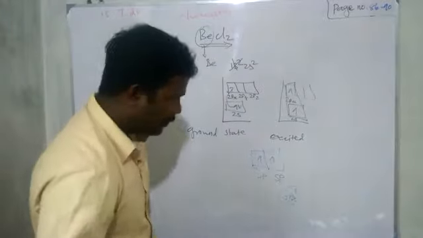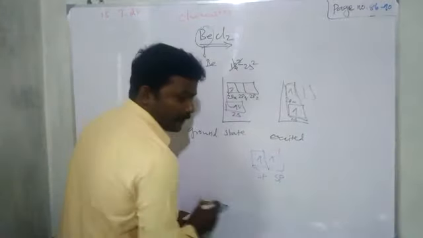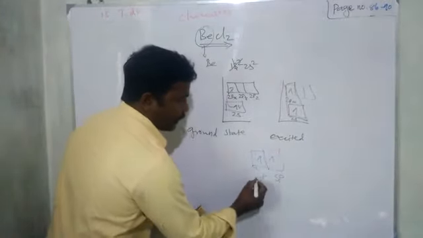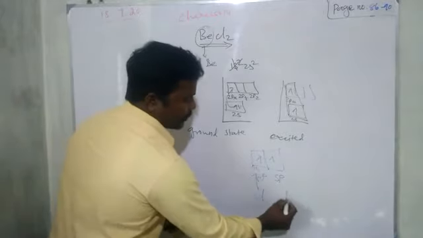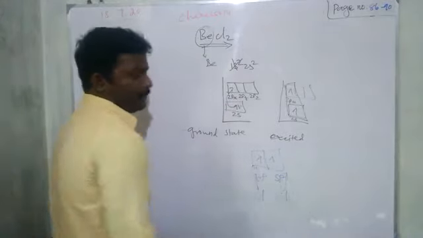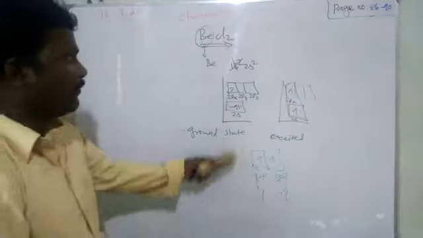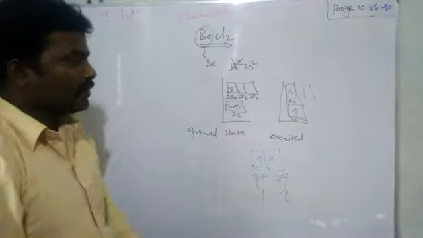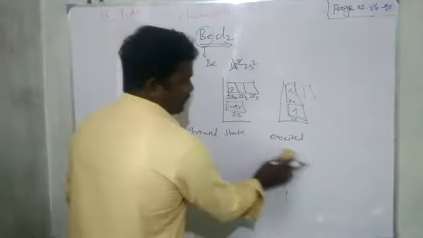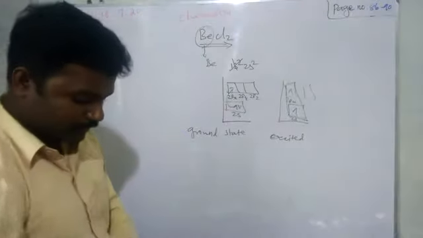So what will happen? We have 2 chlorine atoms. The first chlorine will give 1 electron, the next chlorine will give 1 electron, so it will pair the electrons. The bond formation will take place. This we can represent by using the diagram.